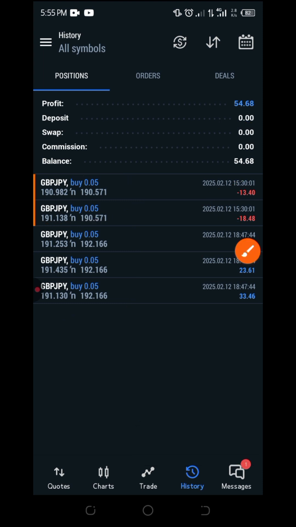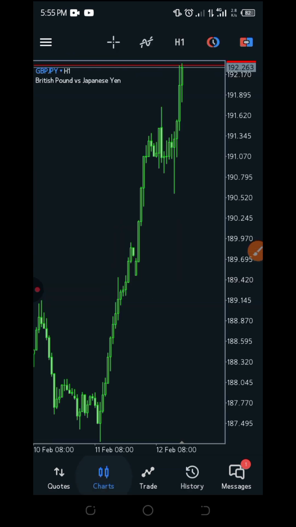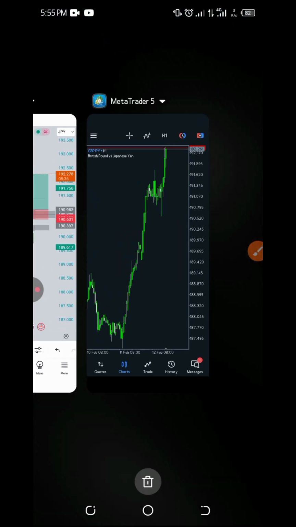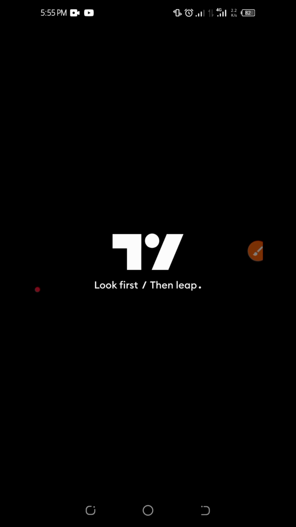So it's a very good way to trade for today, and this is the only trade I've taken for today. I'm not taking any other trade. As a matter of fact, I'm done for today. So this GBPJPY was a very good trade. It was a very good buy.